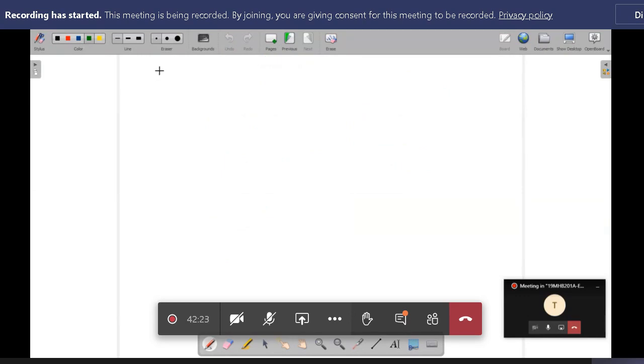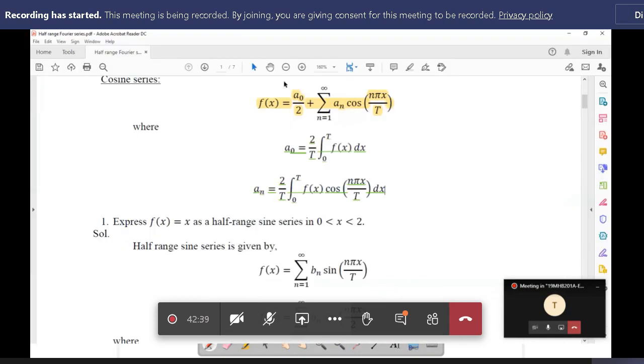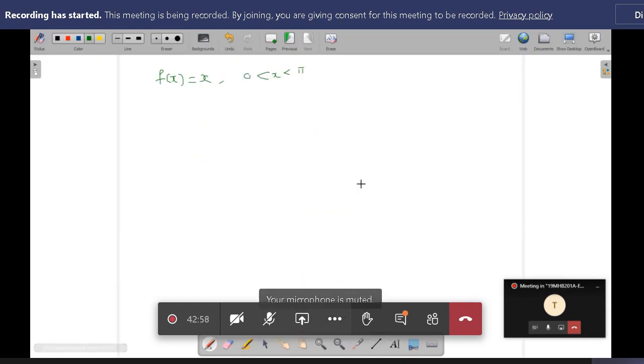So f of x, I have taken the same example. f of x is equal to x defined in the interval 0 less than x less than 2, as a half-range sine series. Express f of x is equal to x as a half-range sine series in the interval 0 less than x less than 2. So the same example, 0 less than x less than 2.